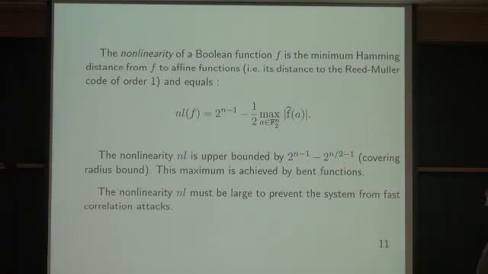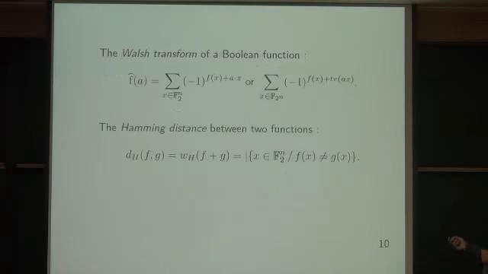And the functions which achieve this upper bound with equality exist, obviously, for n even, because for n odd this is not an integer. They are called bent, and they are a subject of study of their own, because they are related to difference sets and many other things. What is f hat here? F hat is, yes, it's the Walsh transform. Okay?